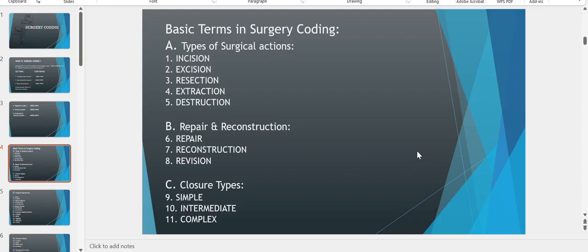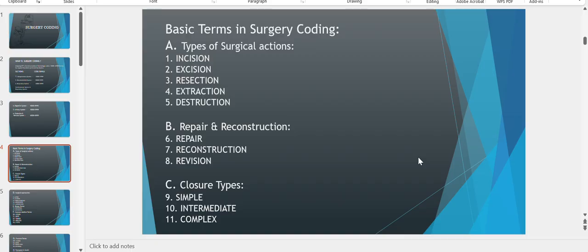And these basic terms, like what are the surgical actions? While we are coding live charts, we have to understand these terms. We need to understand these terms very clearly. Okay. So there are different surgical actions. You can see here, there are also some other actions, but I'm just giving examples.